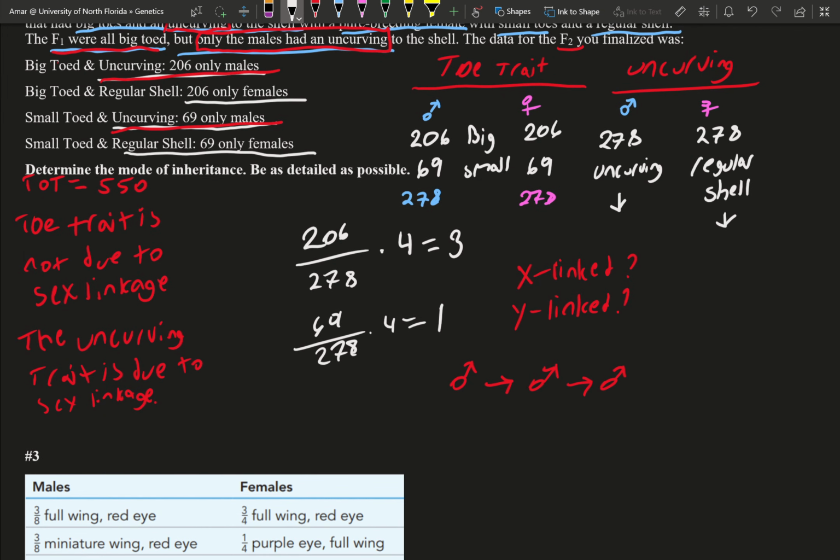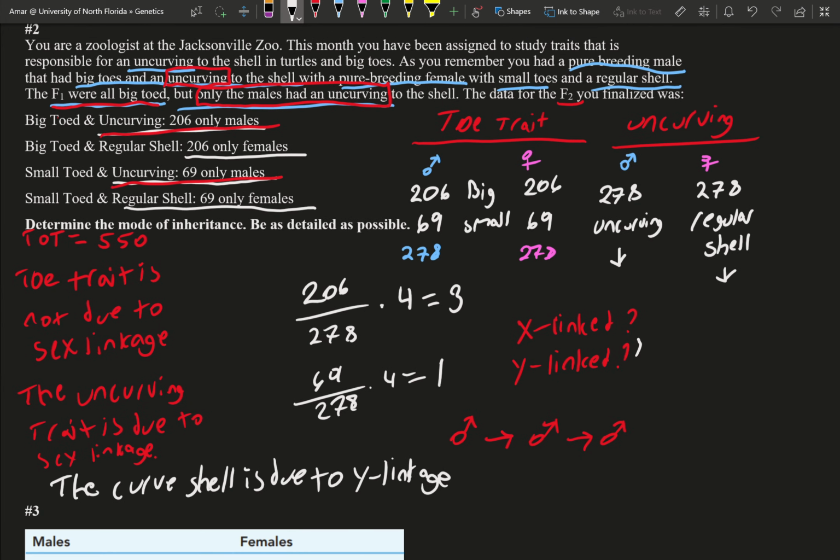Or the curve shell is due to Y linkage. And if you're curious how you figure out if it's Y or X linkage, you can simply eliminate this option altogether by reading the paragraph, and you will get an answer as X linkage.